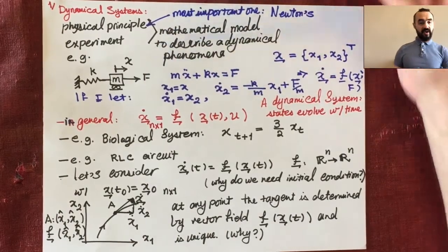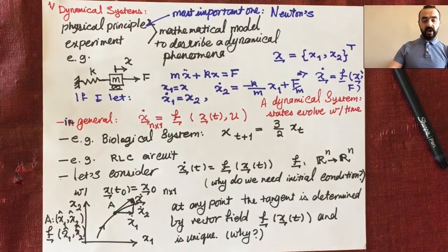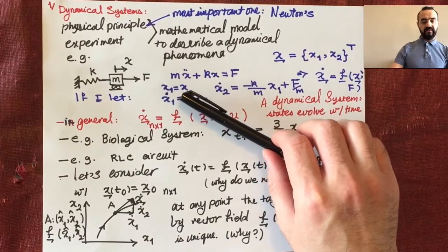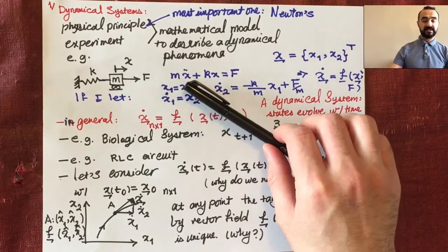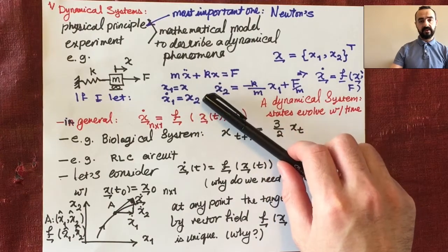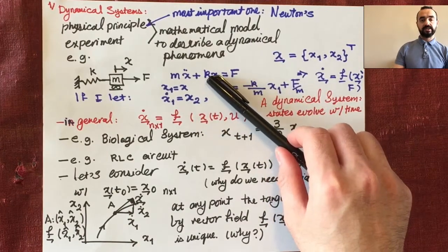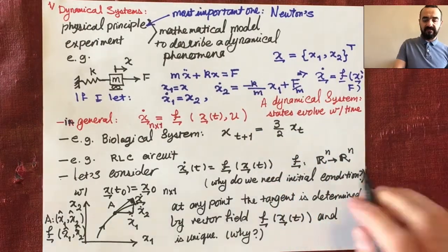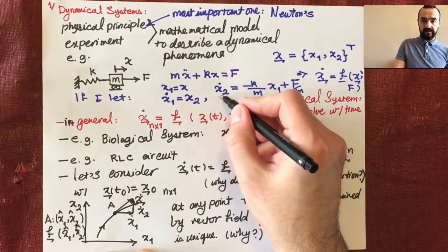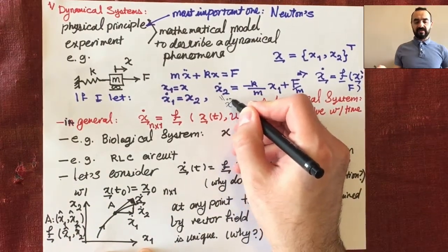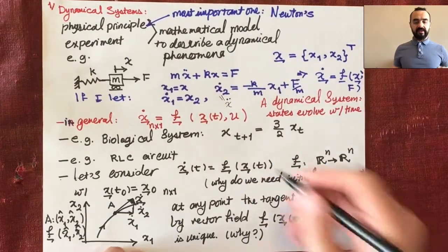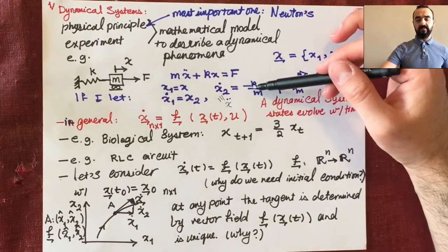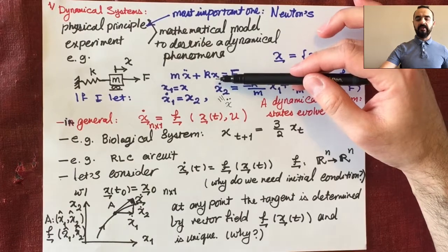Now, let x be equal to x1, and x1 dot, which is x dot, equal to x2. I can describe this equation in terms of x2 dot. Remember, this x2 dot is in fact equal to x double dot. So we have x2 dot equal to negative k over m x1 plus F over m, dividing through by m.